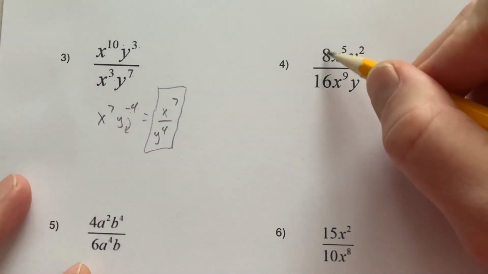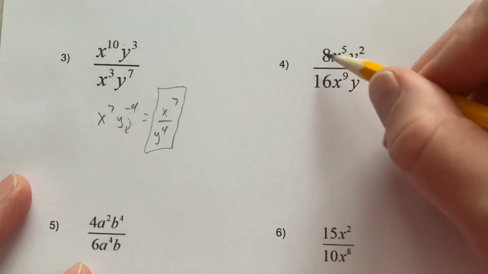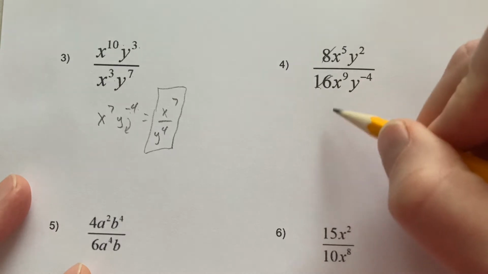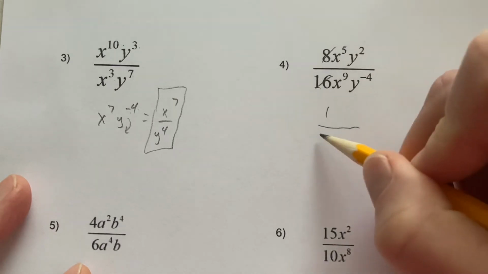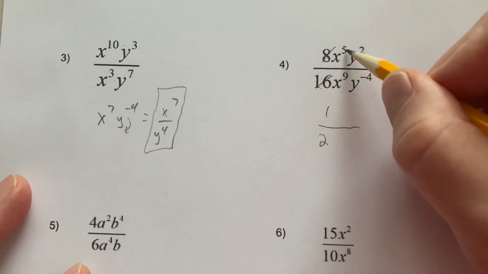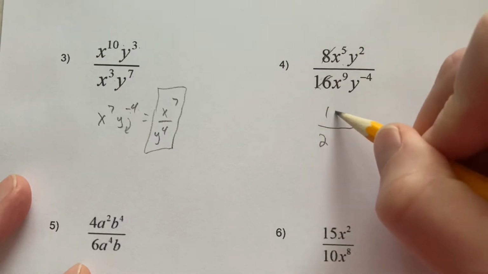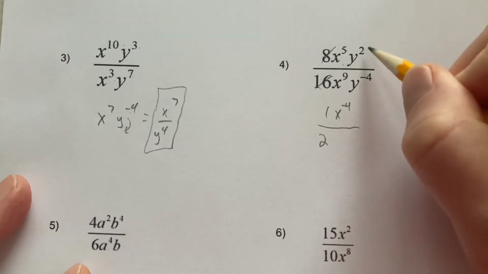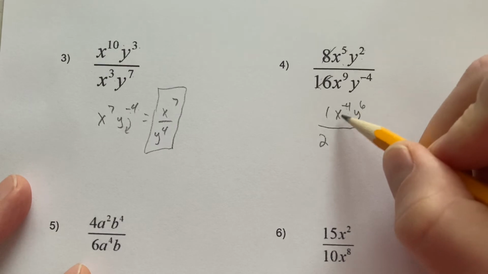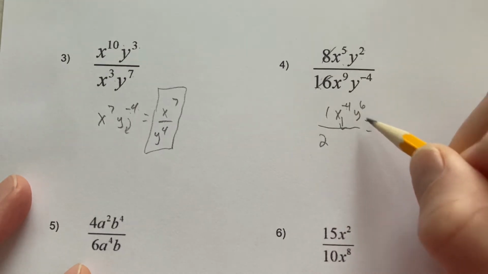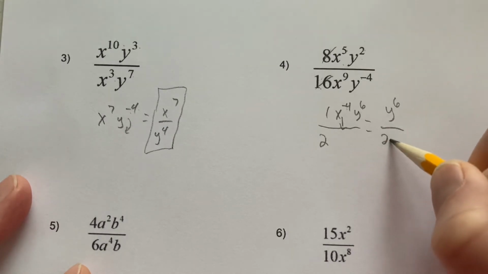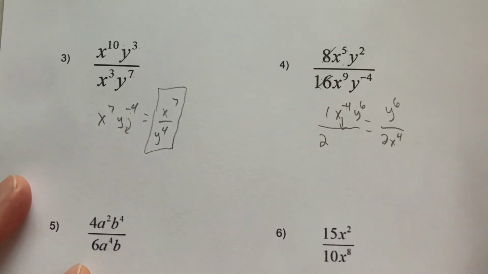When we get to 4, we see 8 and 16. So we want to treat this like a fraction. What would divide evenly into both 8 and 16? That's an 8. So we'll end up with a 1 on the top and a 2 on the bottom. Just divide both of those by 8. Then I go 5 minus 9 is negative 4. 2 minus negative 4 is 6. Because of that negative, that's going to drop down there. So the y to the 6 times 1 will stay y to the 6 up top. And then we'll have 2x to the 4th on the bottom.